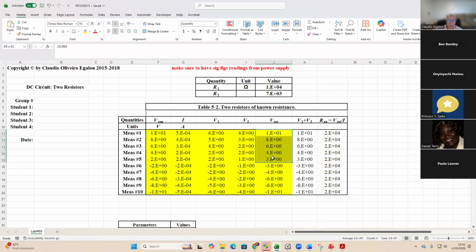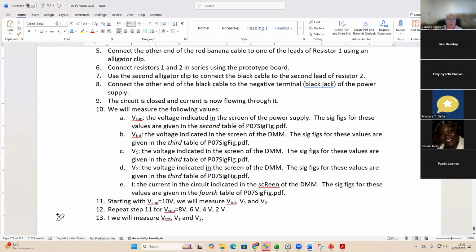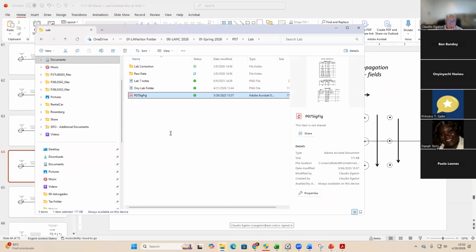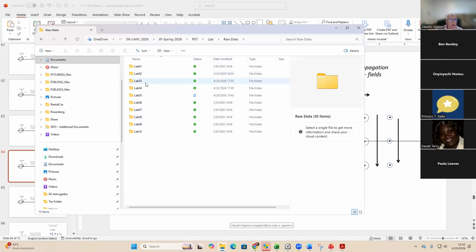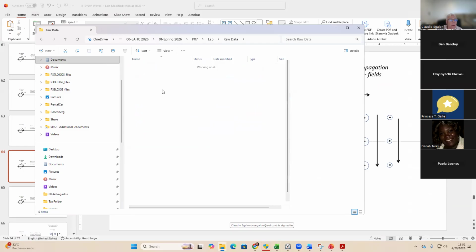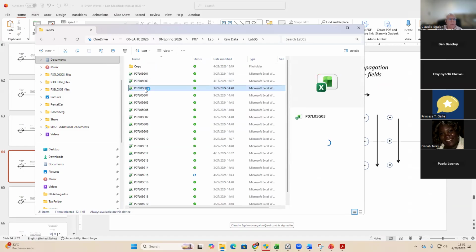10, 8, 6, 4, 3. This one is 3. Let's see here. Yeah, it looks like there's a mistake here in group 15. Let me see the other spreadsheets. Raw data. Let's see this one here, group number 3.